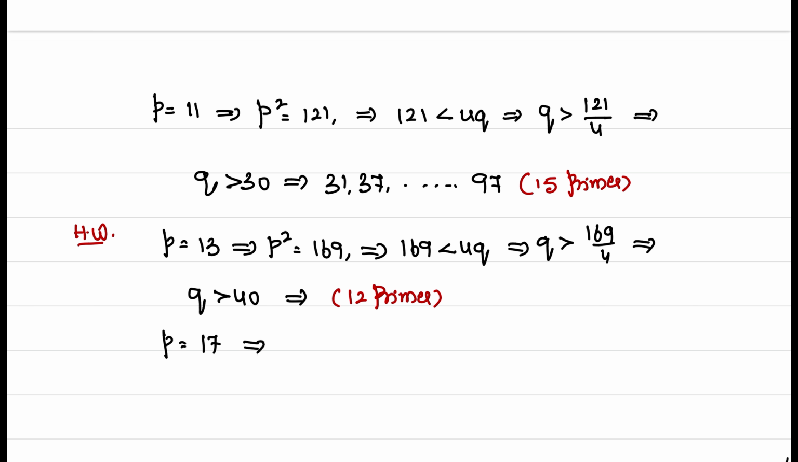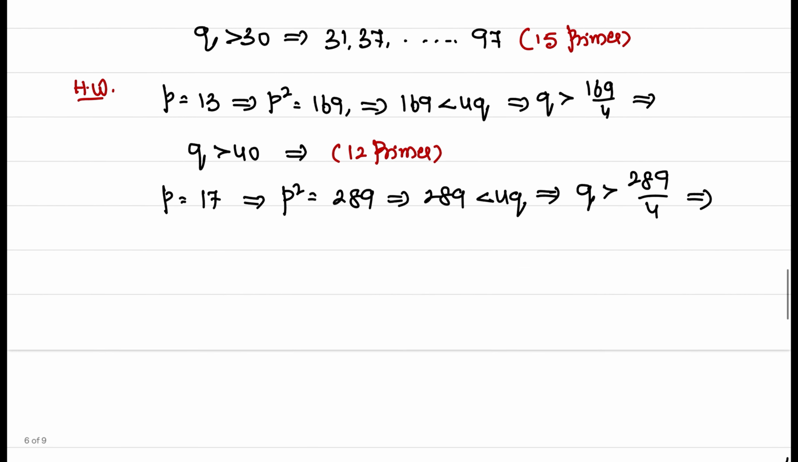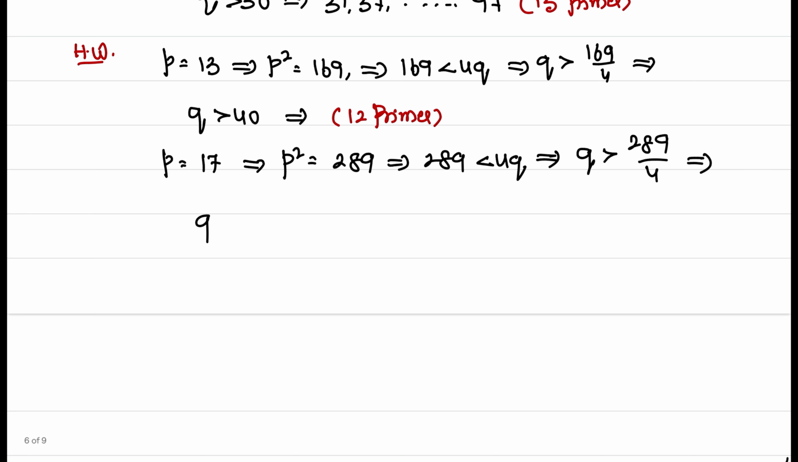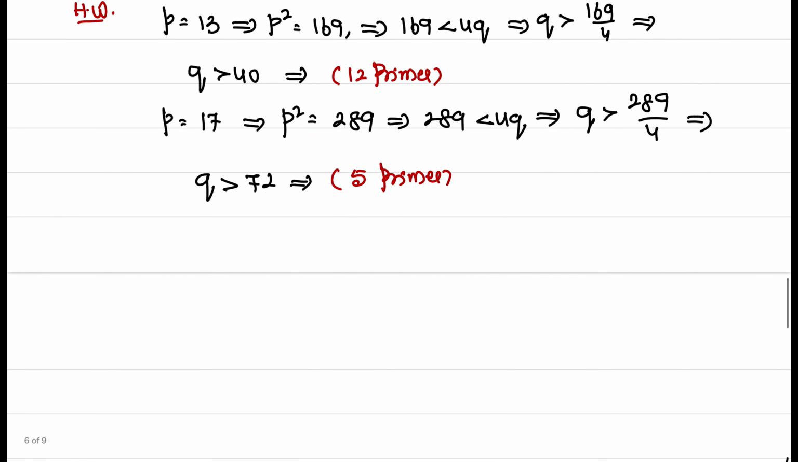P is equal to 17. P square is equal to 289, which implies 289 is less than 4q. That is, q is greater than 289 by 4, which implies q is greater than 72. That implies there will be 5 primes. These you please check from your basics which I have taught you.